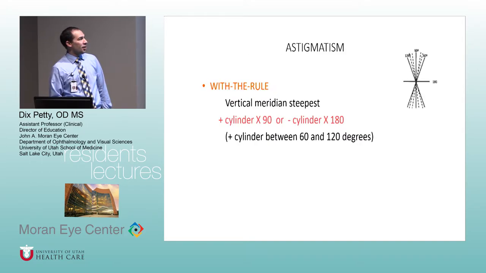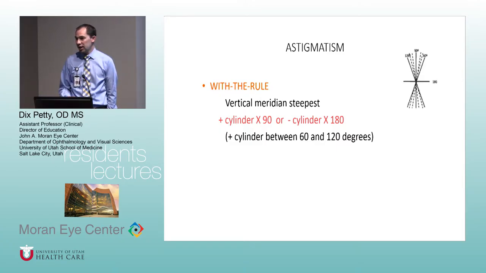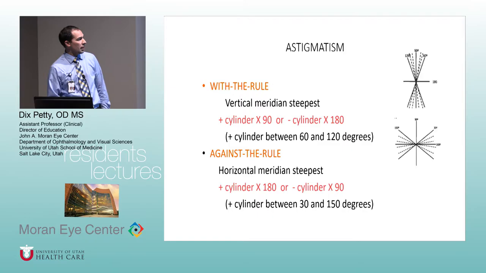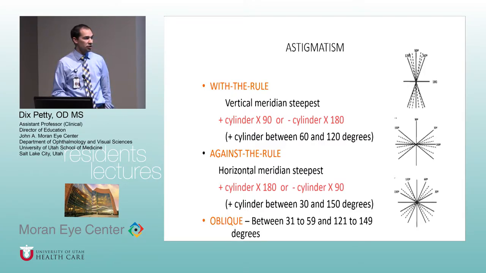So, okay, just a little bit about the different types of astigmatism: with the rule, against the rule, and oblique. With the rule, the vertical meridian is steepest. So in plus cylinder, that's axis 90, and in minus cylinder, that's axis 180. Anything between 60 and 120 degrees would be considered with the rule. Against the rule, anything between 30 and 150 would be considered against the rule. That just means the horizontal meridian of the cornea is steepest. And then oblique would just be whatever's left, so between 31 to 59 and 121 to 149 would be oblique.